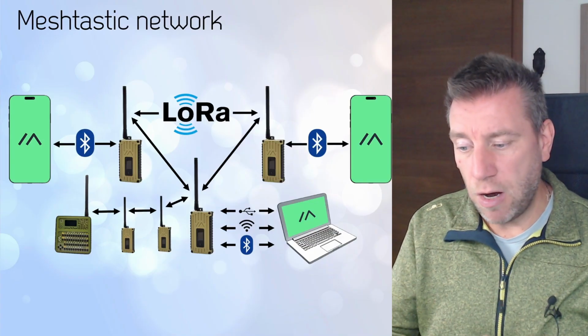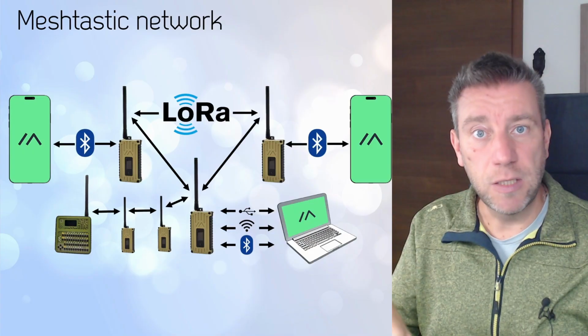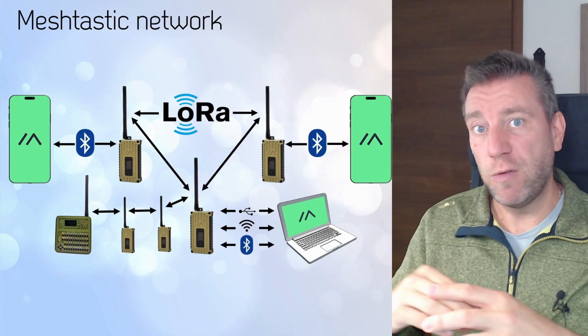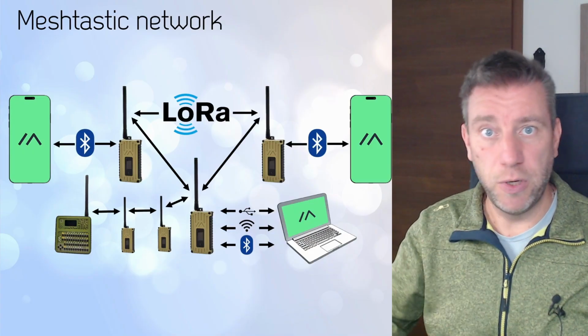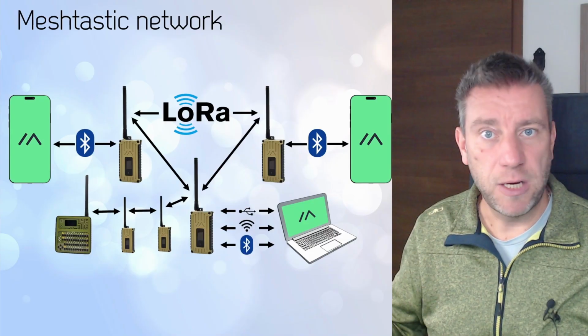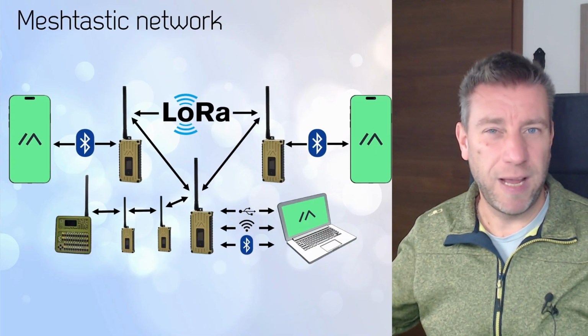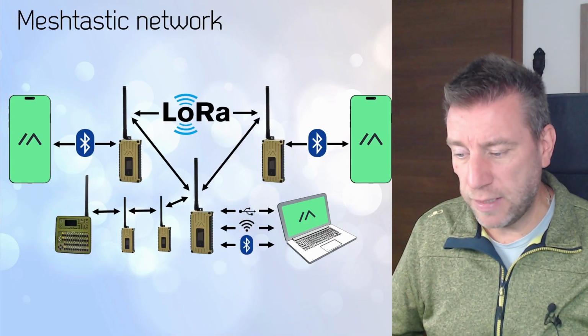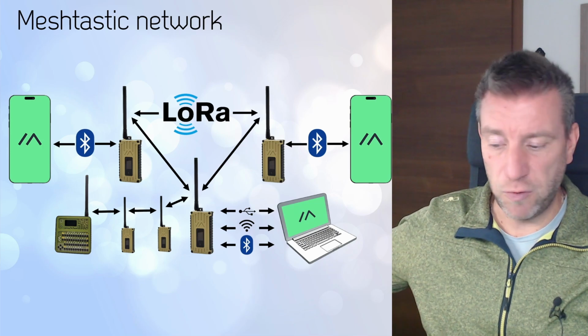So these messages are being transmitted across these nodes. And if you want to cover a bigger distance, then you put a node in between, just like with any mesh network, and it becomes like a repeater or a router for that message over to a node which is much further away.